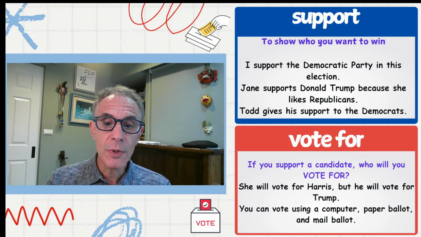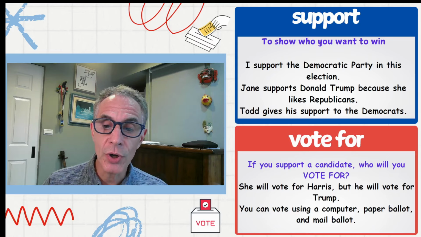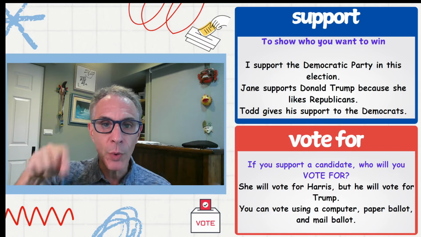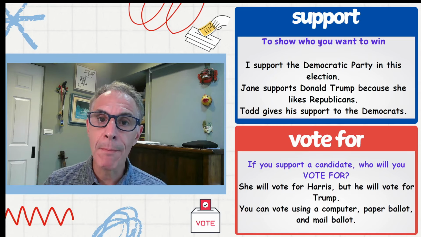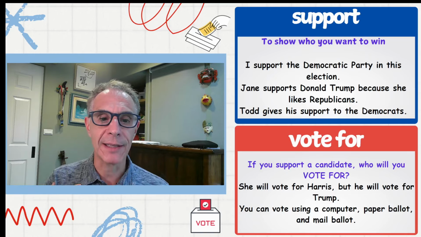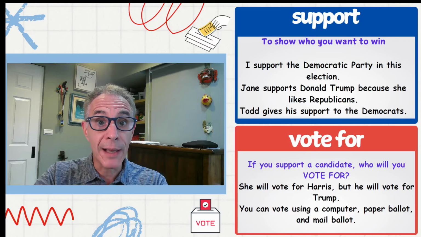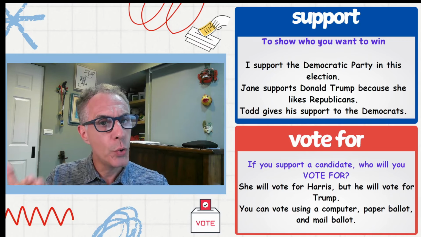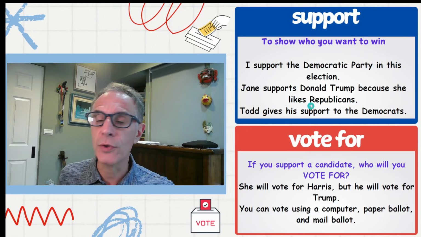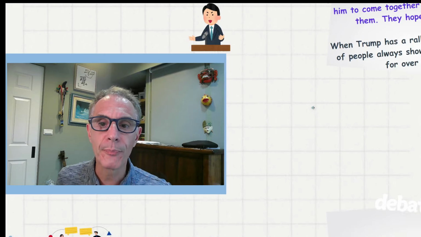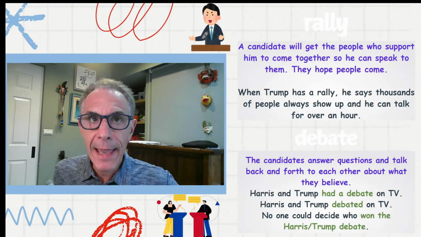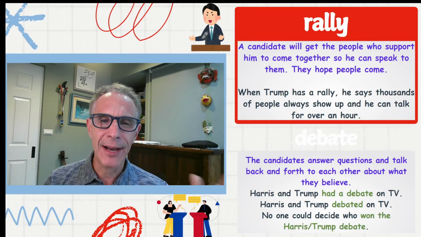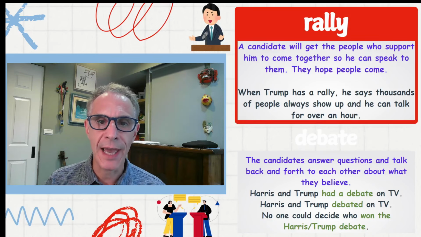Now, you can vote using a computer, a paper ballot. Ballot is the ticket you write who you want to win, and sometimes a mail ballot. I will use a mail ballot. I can fill it out, and then I mail it to my state, and that shows my vote. So who do you support and who will you vote for? All right. Now, candidates are trying to win. Right now, Kamala Harris and Donald Trump, they are trying to get more votes.